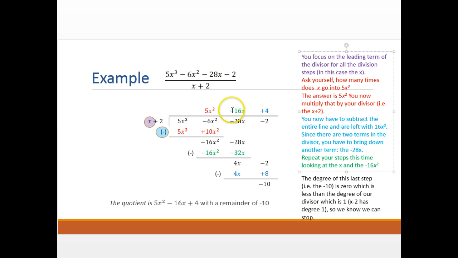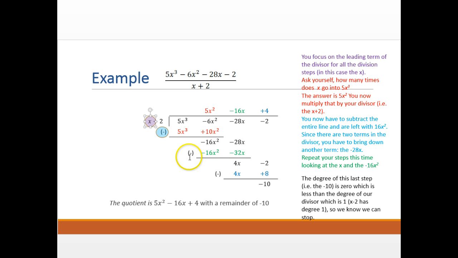That is where I start repeating myself now. Negative 16x times x is negative 16x squared. Negative 16x times positive 2 is negative 32x. And this basically winds up giving me my new line that I have to subtract. Negative 16x squared minus 28x minus the quantity negative 16x squared minus 32x.